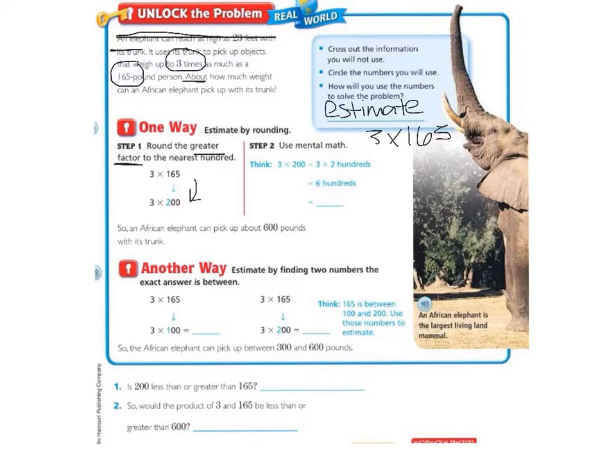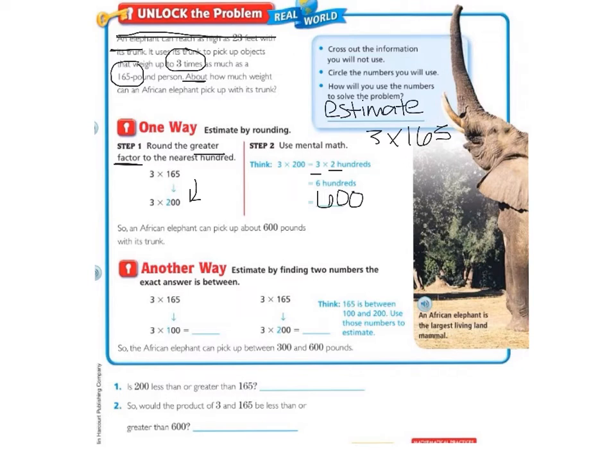200 is a nice, easy number to multiply. Then I can use my basic facts of pulling out the 3 and the 2 hundreds and multiply them together. 3 times 2 is 6, and there are 2 zeros in hundreds, so it's 600. And an elephant can pick up about 600 pounds with its trunk. Let's try this another way.